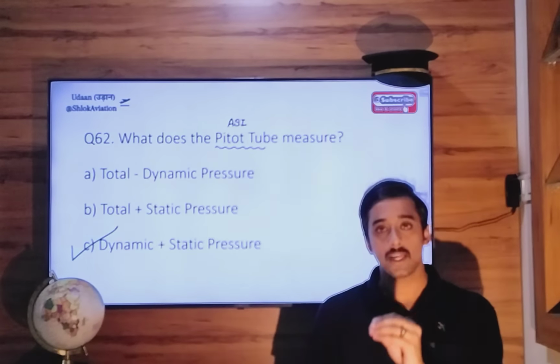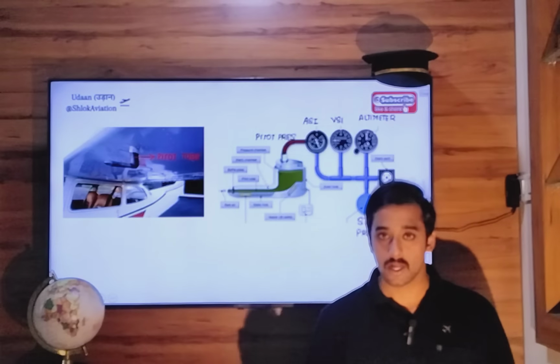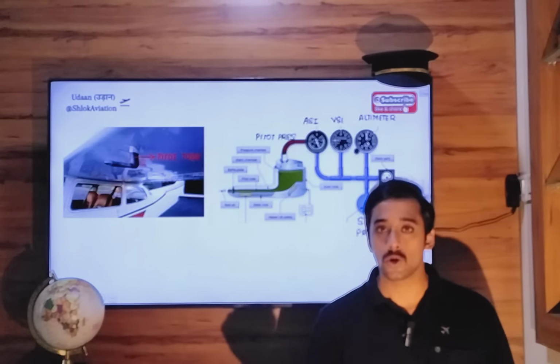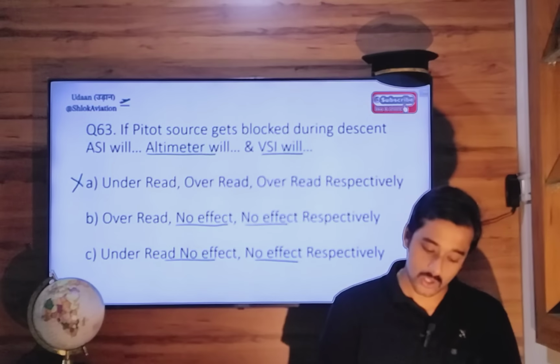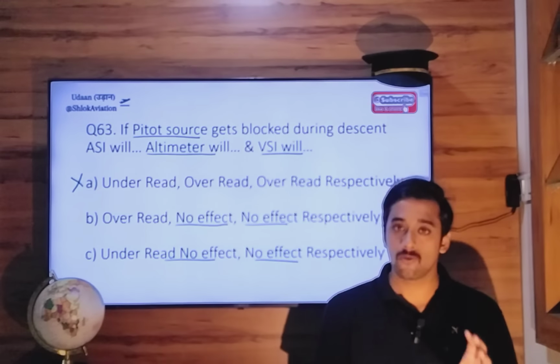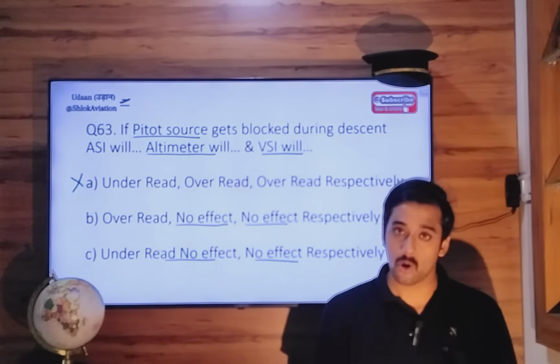Now, first things first, like I explained here, altimeter and vertical speed indicator work only on static pressure. They do not work on pitot tube or pitot pressure. So, automatically you will eliminate option alpha, and we are left with option Bravo and Charlie, which states that altimeter will be not affected. VSI will also be not affected by pitot tube blockage, because VSI and altimeter both depend on static pressure, not pitot source or pitot tube. So irrespective of pitot tube working fine, functioning properly or getting blocked, it doesn't matter to an altimeter and VSI.